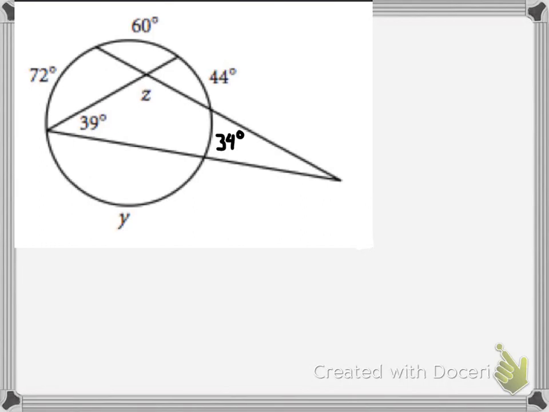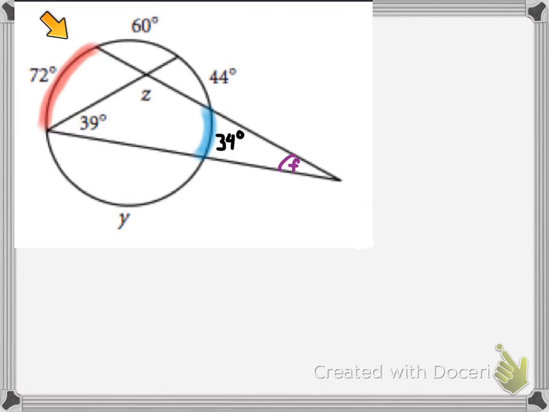So let's try and find something else. What else can we find? Now that we know that this arc here is 34 degrees, we can find this angle F. This is a floating angle outside the circle. Now, I know this wasn't part of the original problem, but let's try and solve it anyway.